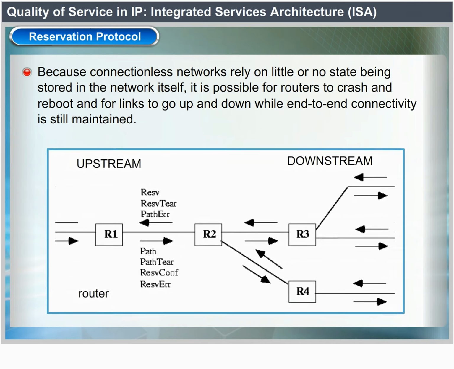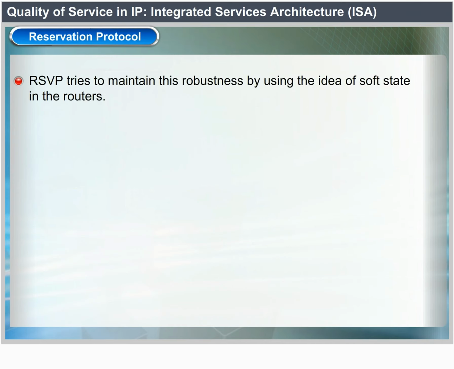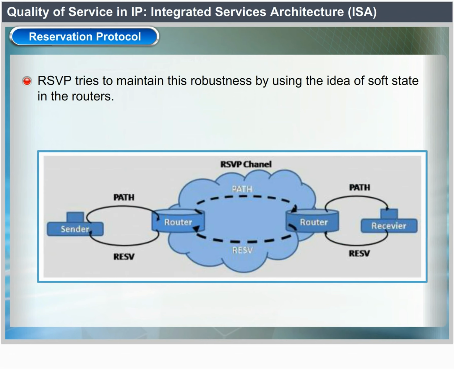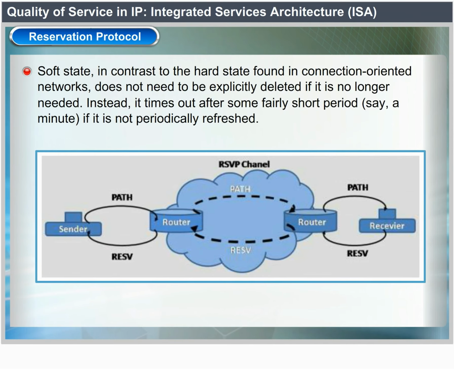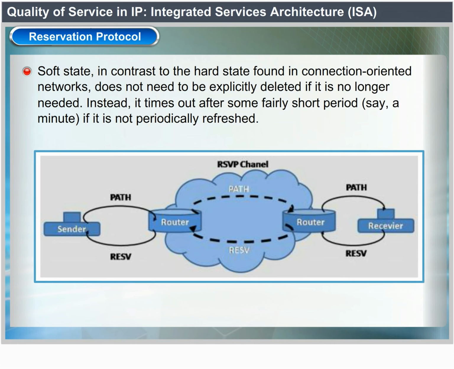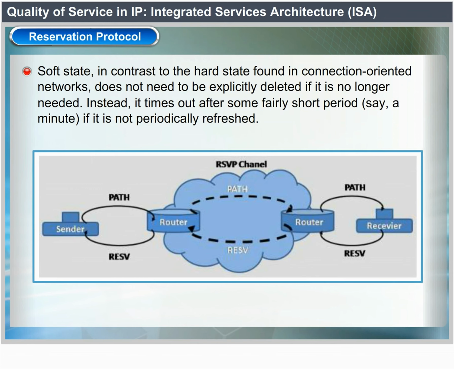RSVP tries to maintain this robustness by using the idea of soft state in the routers. Soft state, in contrast to the hard state found in connection-oriented networks, does not need to be explicitly deleted when it is no longer needed. Instead, it times out after some fairly short period, say a minute, if it is not periodically refreshed.